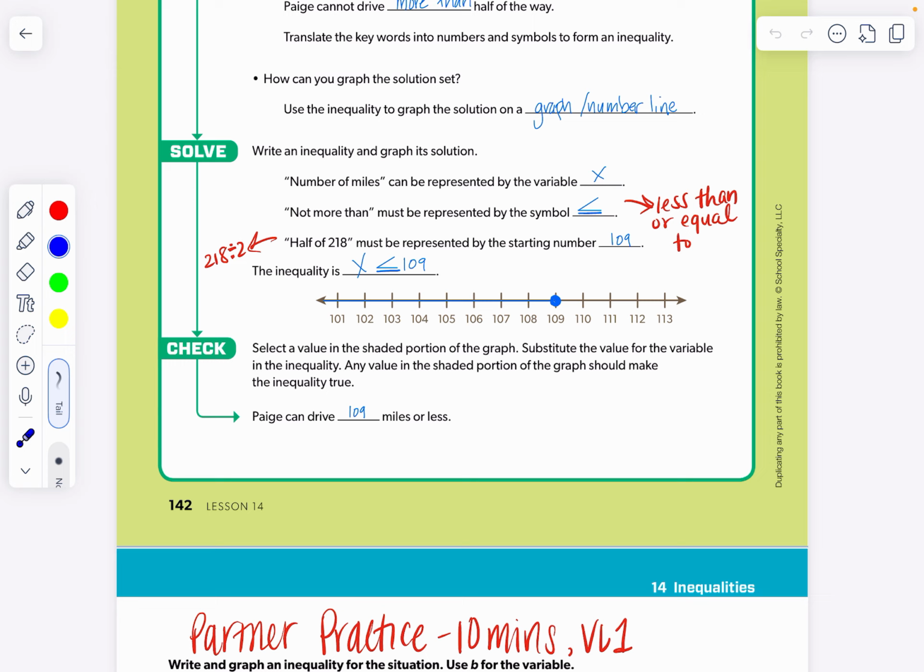Now, the misconception that students might have is right here. Students may say x is less than or equal to 218. That's incorrect, because that would mean that Paige is fine with driving less than 218 or equal to 218. That's not true, because she doesn't want to drive more than half of the way. So how can she drive the full way?